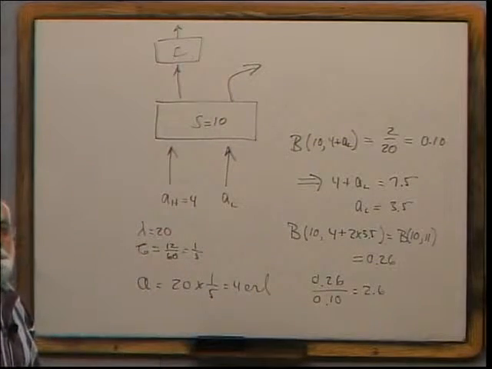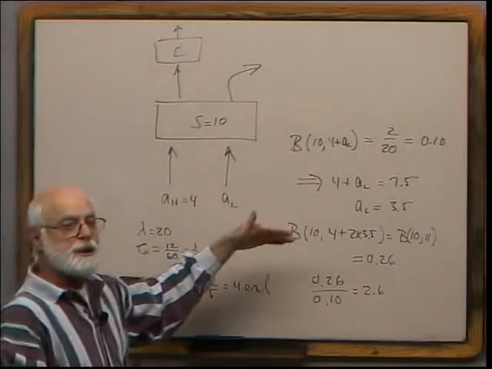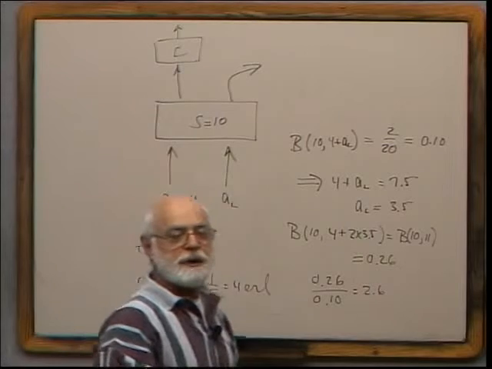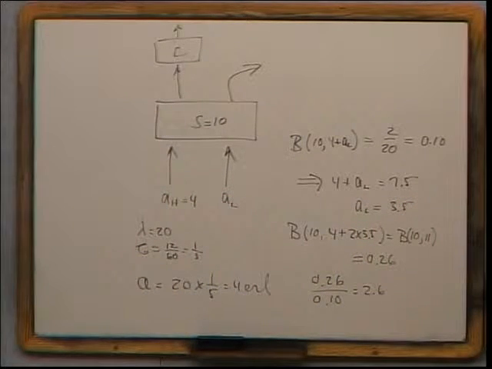So this works for Erlang B, but it doesn't work in general for other kinds of queuing systems. So Erlang B has nice robustness properties. Okay, any question about that? That was part A of the problem.